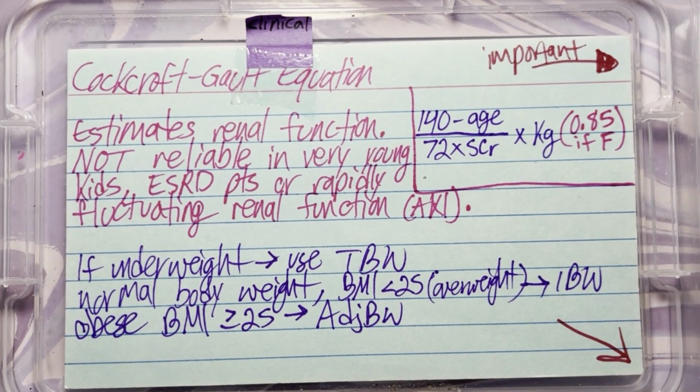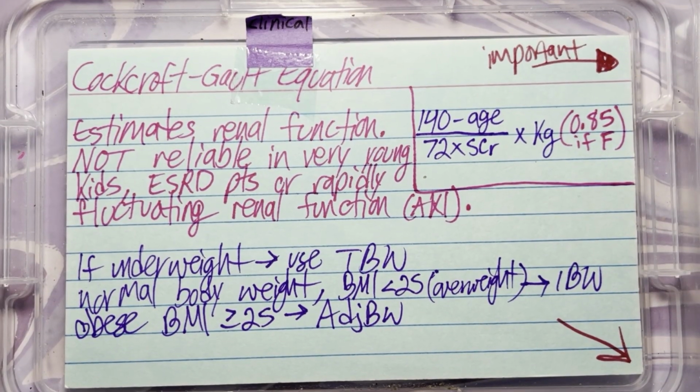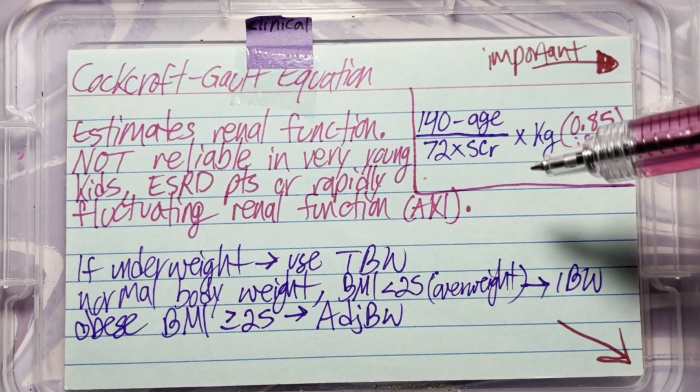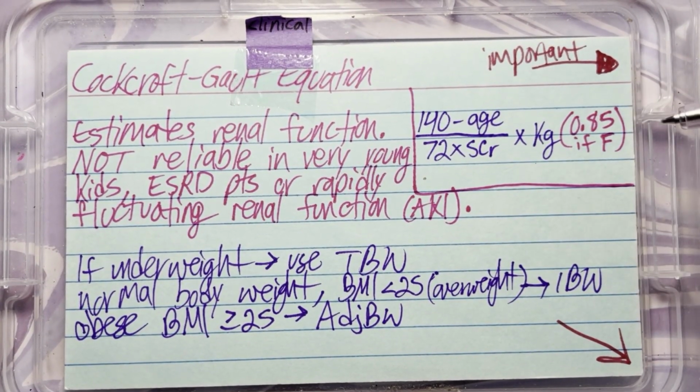Starting off with the Cockcroft-Gault equation. You guys know this. I know you do. 140 minus age, divided by 72 times serum creatinine, times weight. And if it's a female, you multiply it by 0.85.